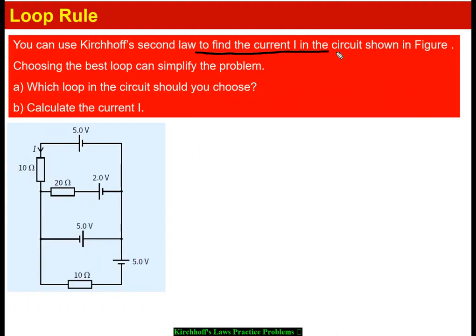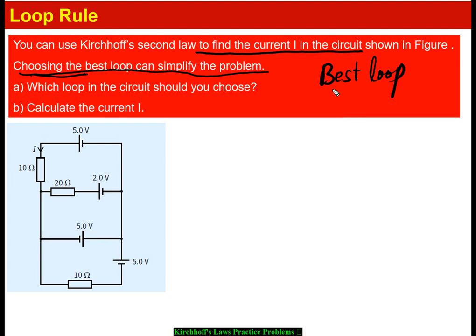We need to find the current in the circuit, and the question is also telling us choosing the best loop can simplify the problem. So this is a very important technique. We always try to choose the best loop. So how can we define the best loop? Let me write down here for you what the best loop is.